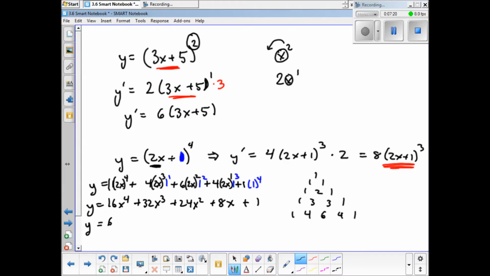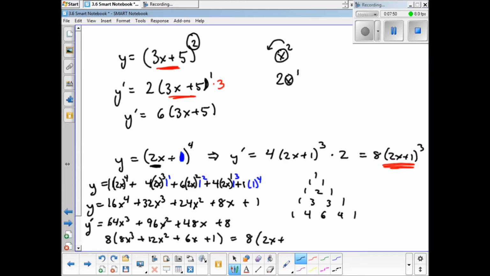Okay, so we take the derivative, it's 64x cubed plus 96x squared plus 48x plus 8. And remember, the derivative of that 1 is just simply 0. We could factor out an 8, and we get 8x cubed plus 12x squared plus 6x plus 1. And believe it or not, that factors nicely into 8 times (2x plus 1) cubed. Very interesting.